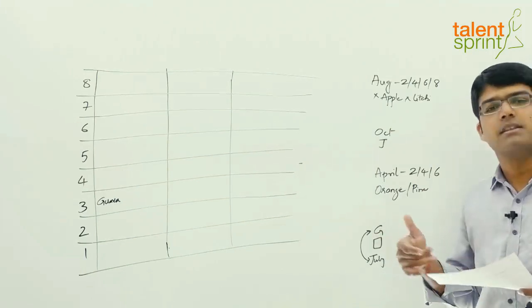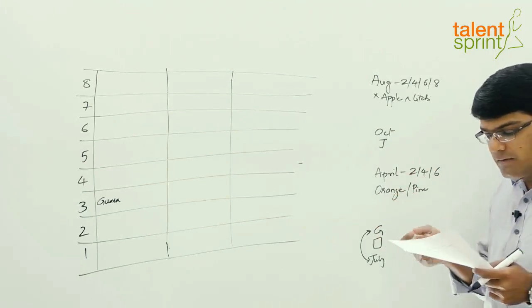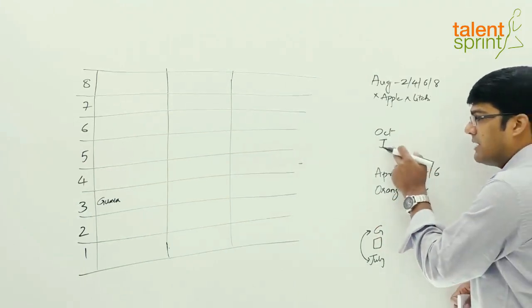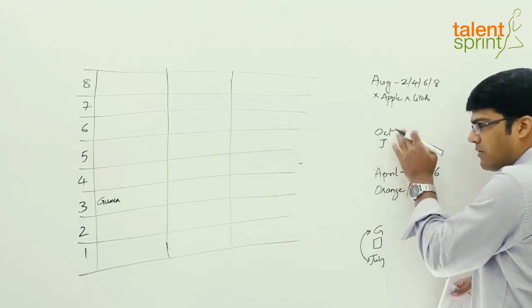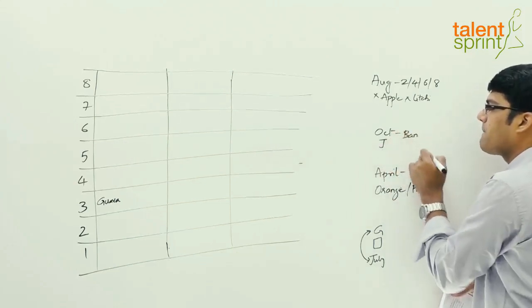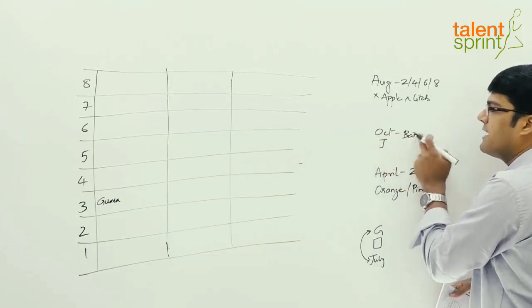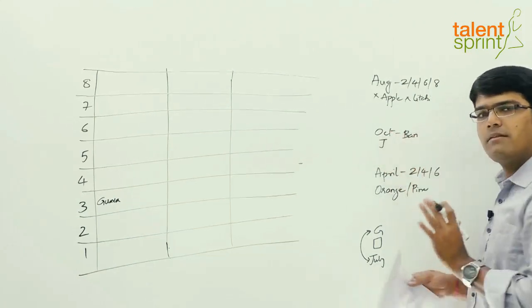Banana meaning not banana, but the person who likes banana is immediately above J. So banana should come immediately above the floor in which J lives. We know that the floor above J is for October. So we can assign October to banana. You're able to follow? October lives immediately above J, banana also lives immediately above J. So clear that October and banana will go together.